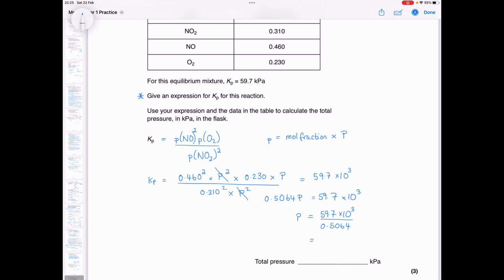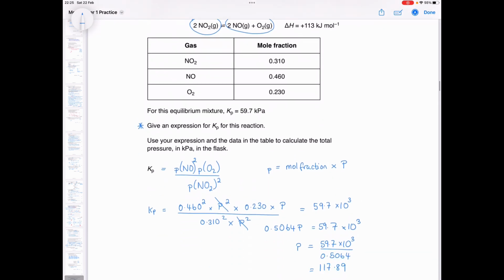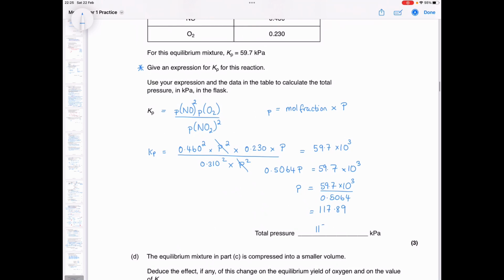And that gives me 117.89 kilopascals. So a sensible number of significant figures, everything given to 3, so 117.9 kilopascals.